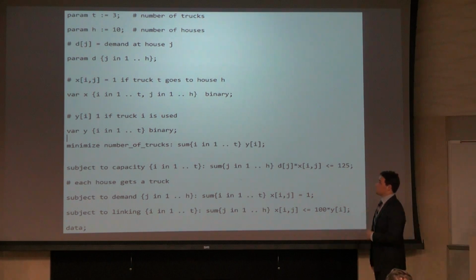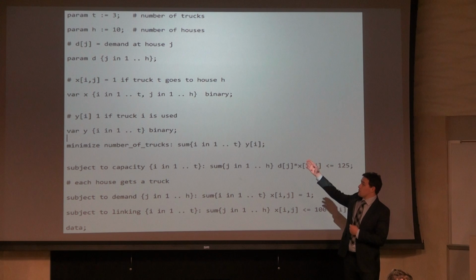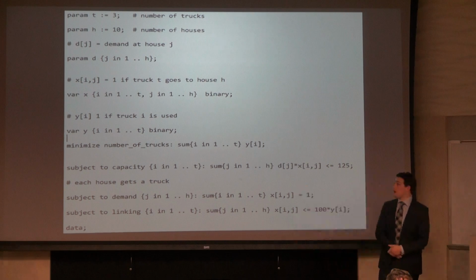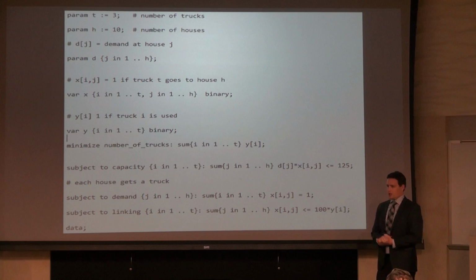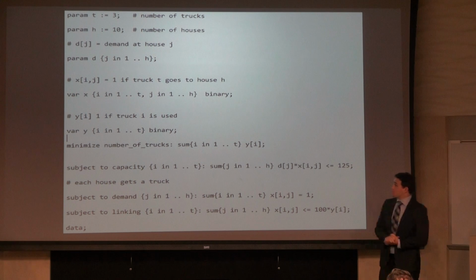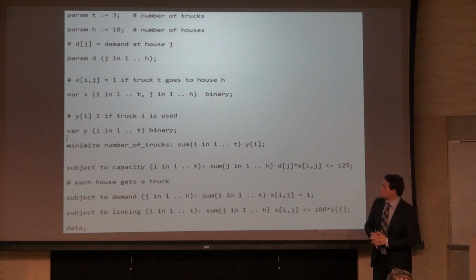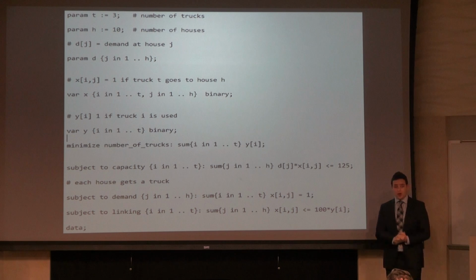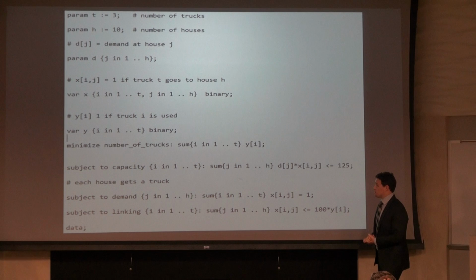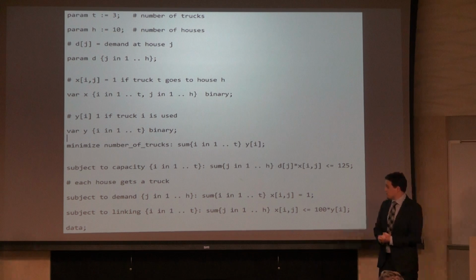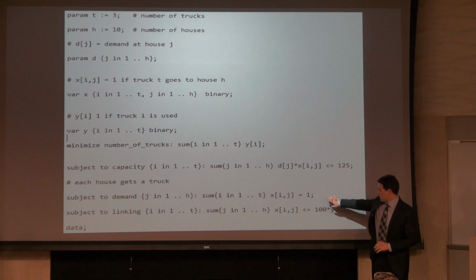Here is a clip from some of our AMPL code. As you can see up top, parameters T and H are the number of trucks per route and the number of houses. One thing to state is we had to run the model for each area code, and we had somewhere like 20 to 30 area codes, so we had to run this 20 to 30 times. Parameter D is the demand at each house, to make sure all the houses get their products delivered. Down here is our objective function, which was to minimize the number of trucks, and our capacity constraint is below it, and our demand constraint is below that.